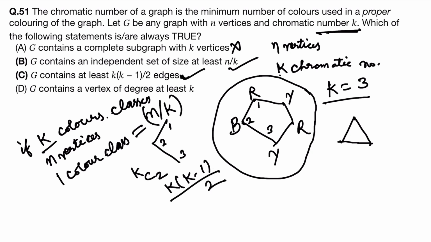This is also correct. G contains a vertex of degree at least k. So this statement is false. We just take an example: a cycle graph with odd vertices. Its chromatic number is 3, but its degree is only 2. The statement says at least k, so this is also false. See, the degree of any vertex is 2, but here the chromatic number is k.